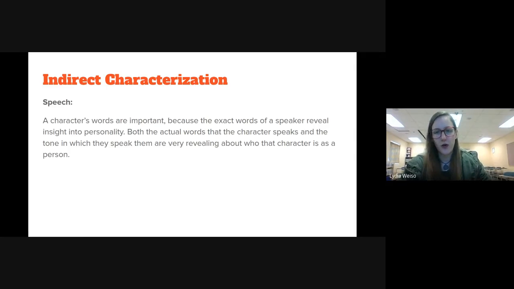The character's words are important because the exact words of a speaker reveal insight into who they are. In addition to the words they use and the accent or dialect, also pay attention to the tone in which they say their words. Do they speak sarcastically? Do they speak in a very gentle way? Are they very short and curt? All of those things come together to tell us a lot about a person.